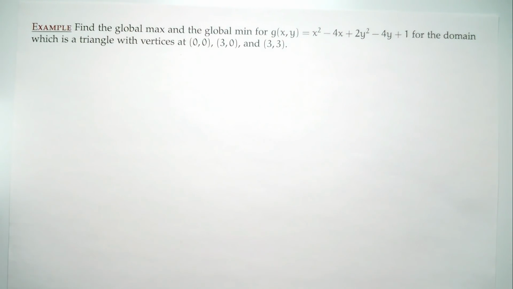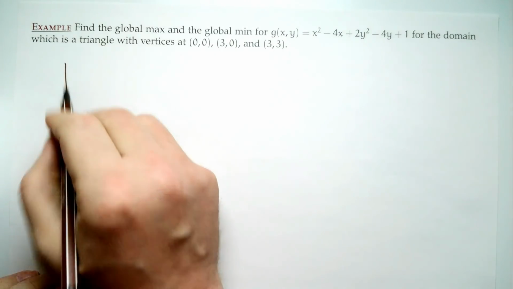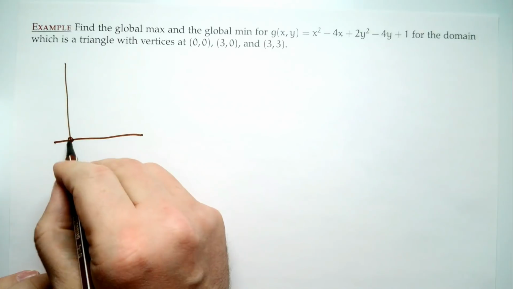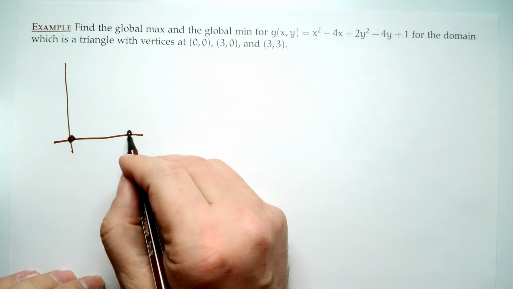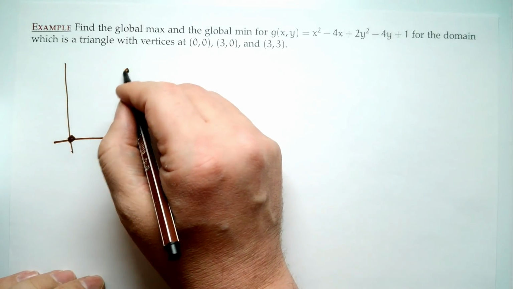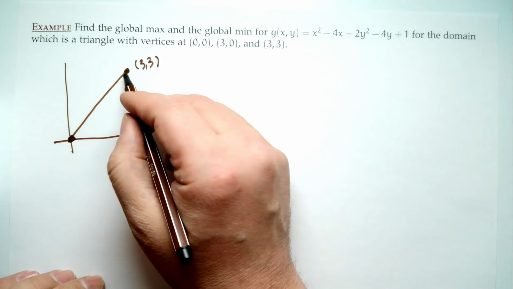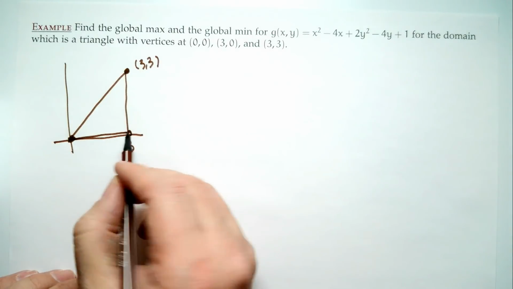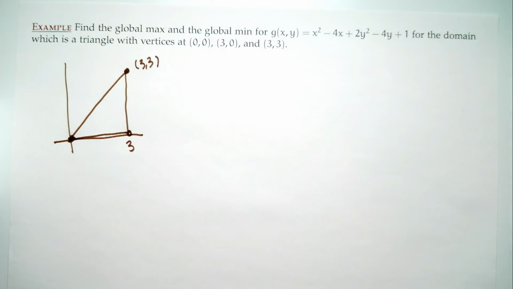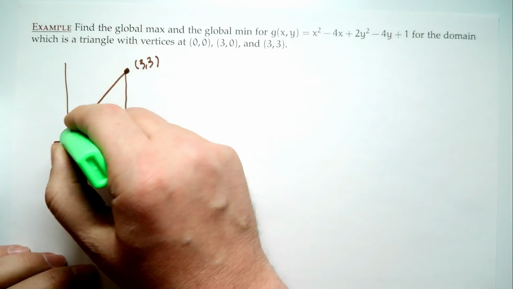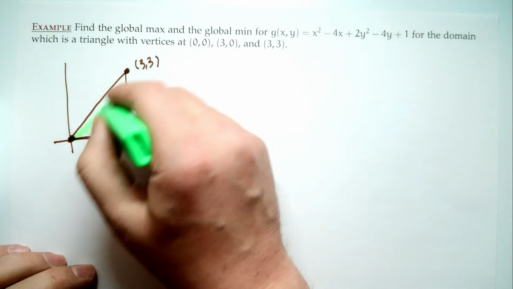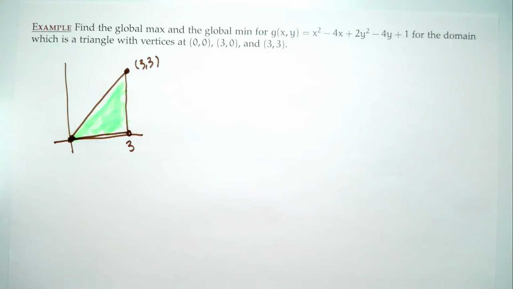Find the global max and the global min for g of x, y is x squared minus 4x plus 2y squared minus 4y plus 1 for the domain, which is a triangle. But it's not just any triangle. The vertices are at 0, 0, 3, 0, and 3, 3. So there's my triangle. And when I talk about this, I really want the solid triangle, not just the boundary.